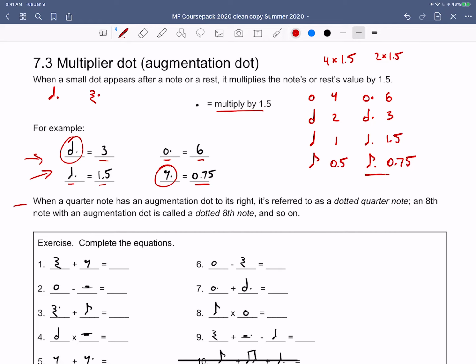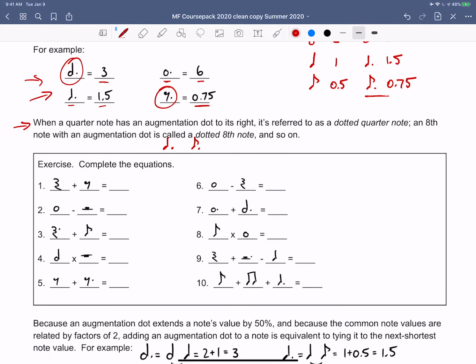And yes, this is just to clarify our phrasing here. Even though it looks as if from left to right we have quarter note and then a dot, we actually pronounce it dotted quarter note or dotted eighth note, dotted eighth rest, and so forth. So work through these equations. I might do 1 or 2 of them as demonstrations. So this is the same type of problem that you've had before, just with these dots mixed in.